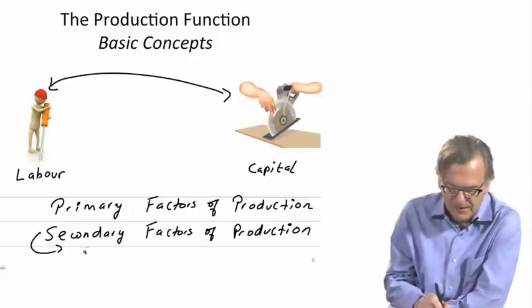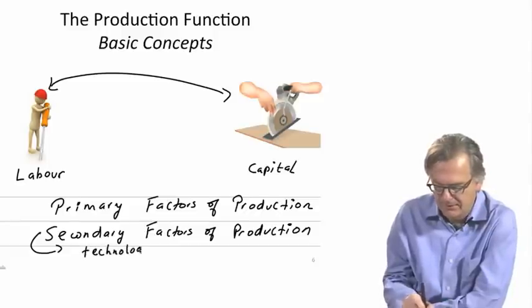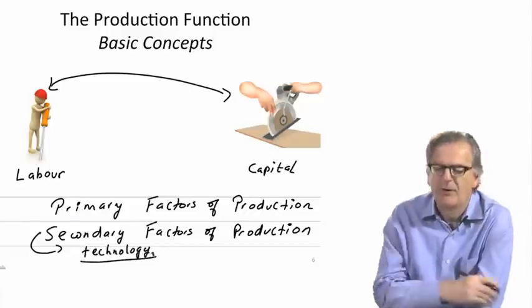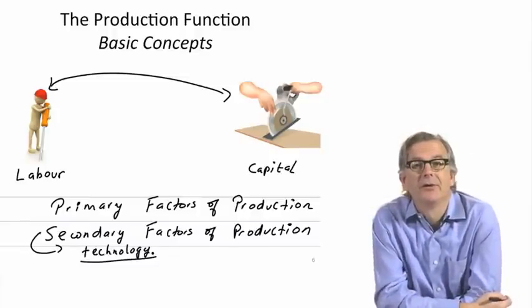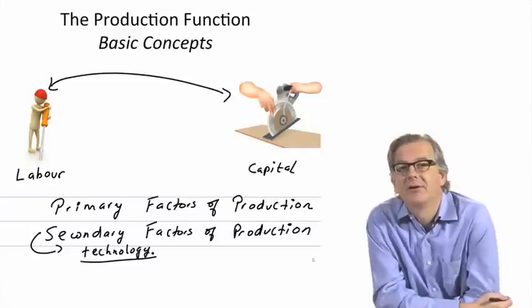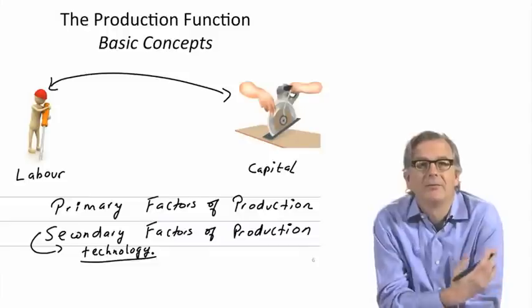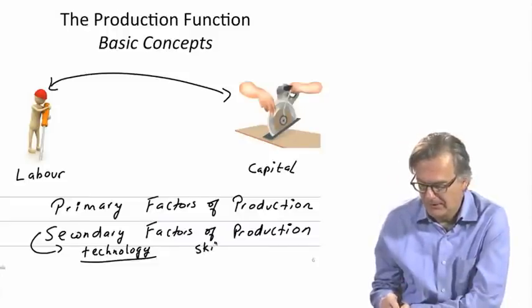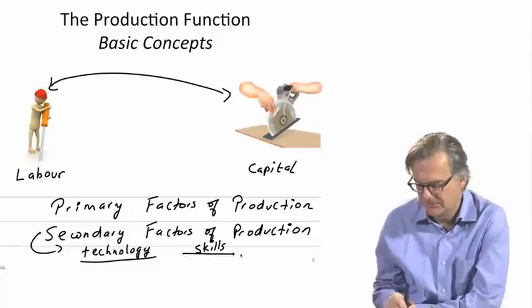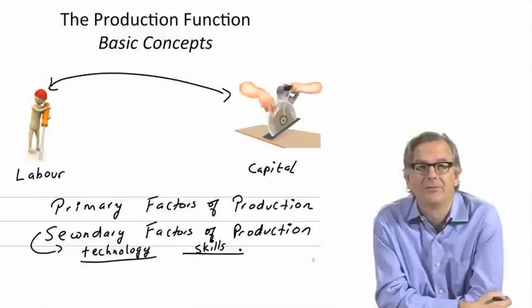Examples might be technology, not just the machines that are available to firms, but how good are those machines? What is the level of technology that is embedded in those machines? Or it could be the skills of the workers. That would be another secondary factor of production.